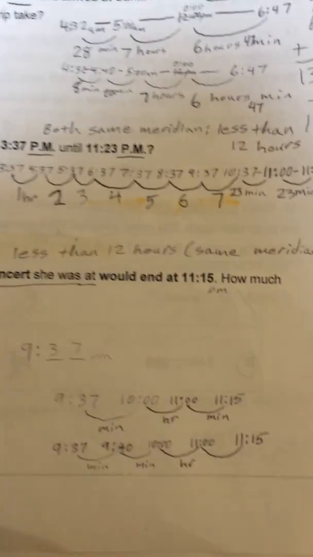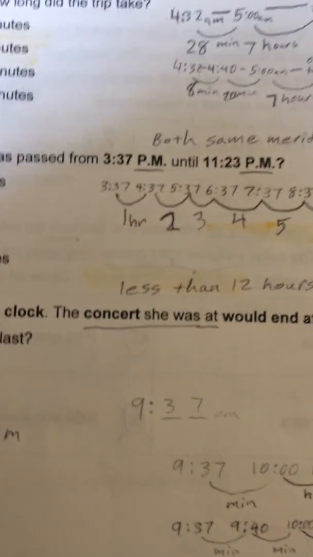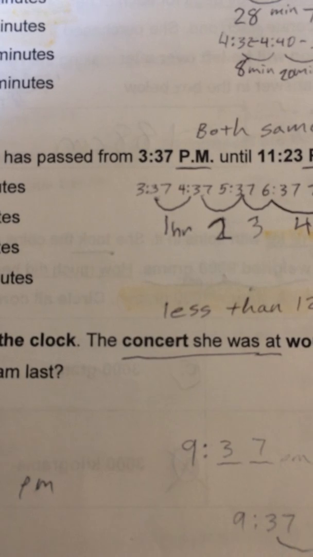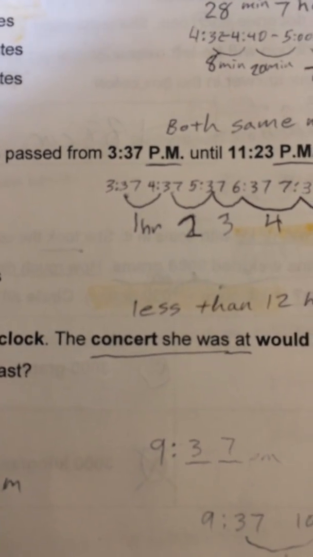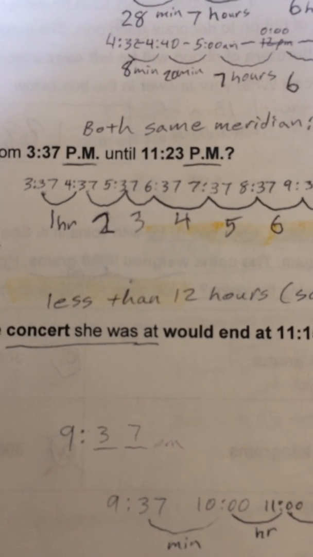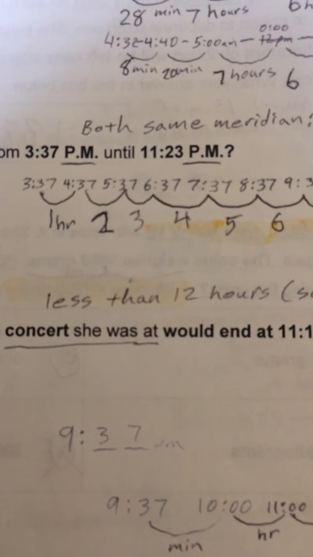So then you're going to go here, and notice what I've done. I wrote 3:37, 4:37. You can copy it with me. 5:37, 6:37. I hope you're writing while you're watching this video. 7:37, using a pencil, of course, not a pen.